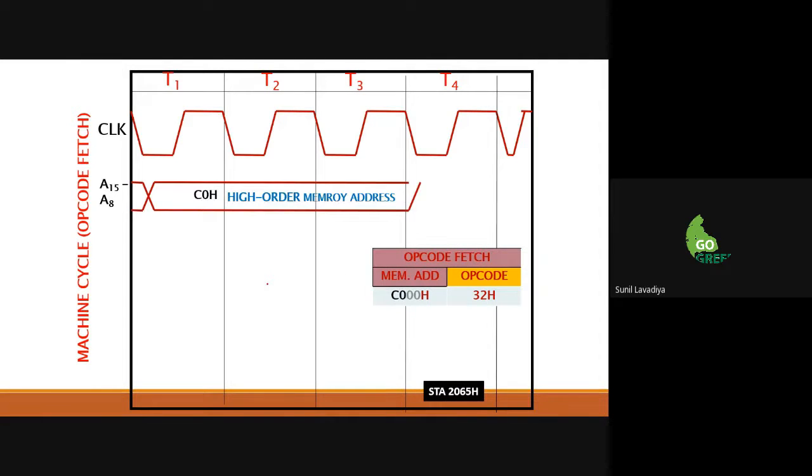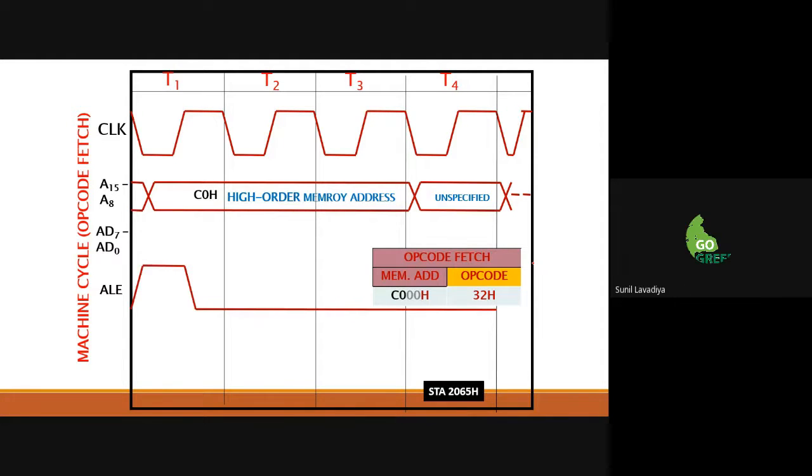A8 to A15 we are applying. And what is there in AD0 to AD7? What is the name of AD0 to AD7? It's the lower order address part, and we have to give the name 00 because it's the first, right? So we have to give the name 00.